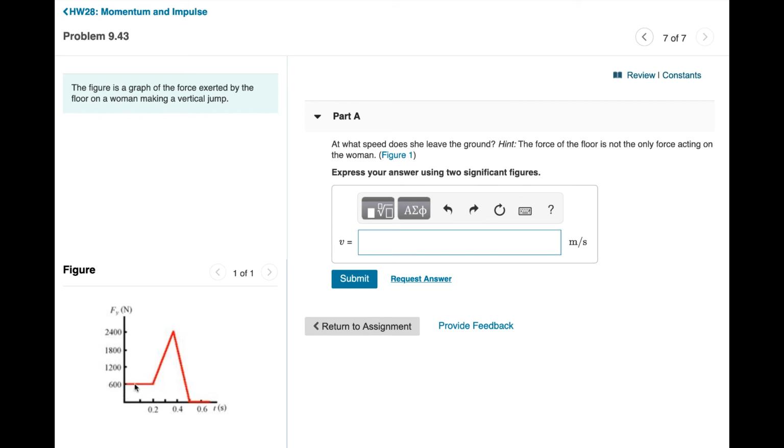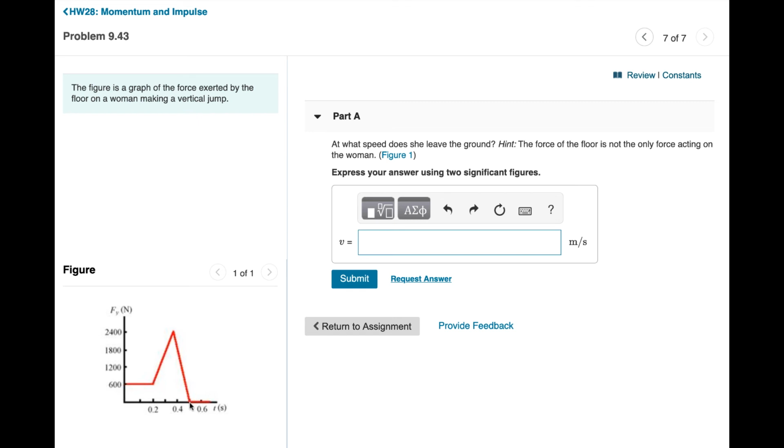This information, the first part of the graph here, is what makes it possible for me to work out the mass of the woman, which turns out to be 61.2 kilograms. You just take 600 newtons and divide by 9.8. So I know the mass of the woman. She doesn't start jumping until 0.2. And she doesn't actually leave the floor until 0.5.